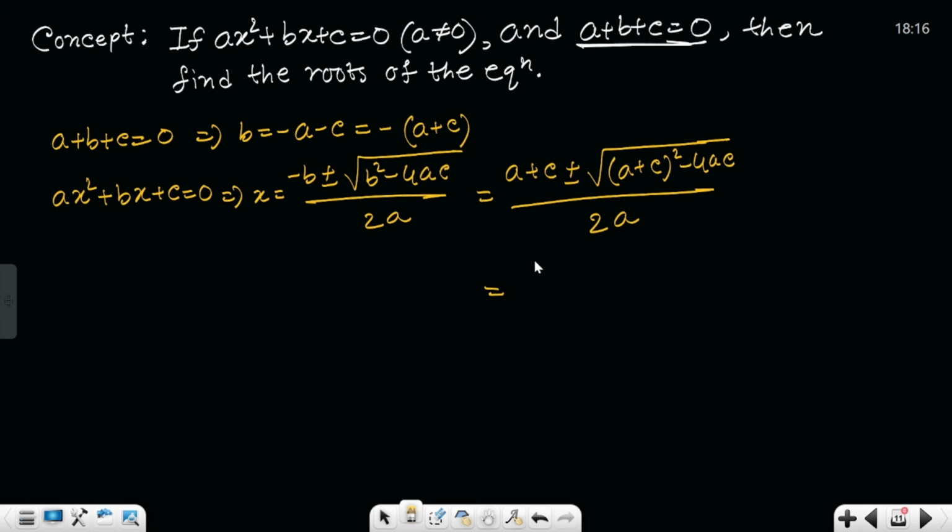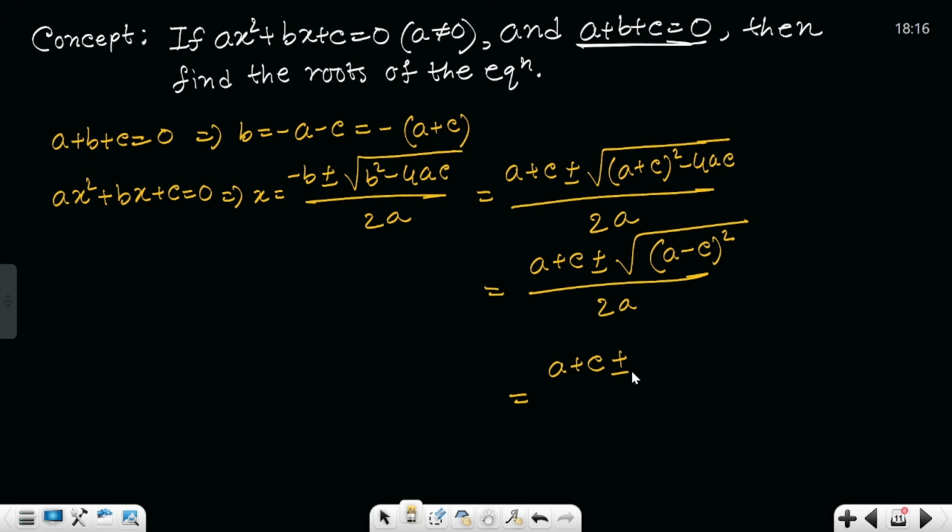Now what we can say, a plus c plus minus. Now a plus c whole square minus 4ac, this is the formula of a minus c whole square, divided by 2a. Okay, now this will be a plus c plus minus root a minus c whole square, we can say it a minus c, right, divided by 2a. From here we will get two solutions. First is a plus c plus a minus c divided by 2a.